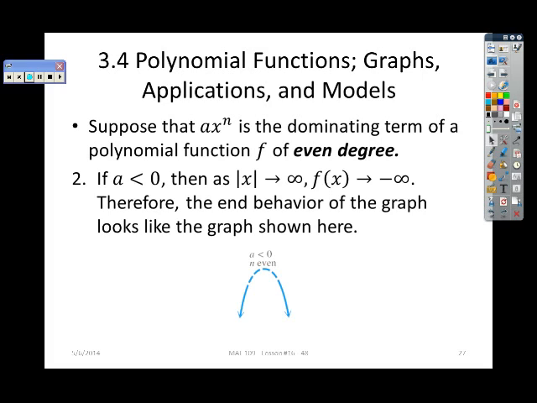So very simple, straightforward concept. If you remember how a parabola and a cubic function behave, then you can remember all the others. You just have to remember those two because all the rest of them behave the same way.